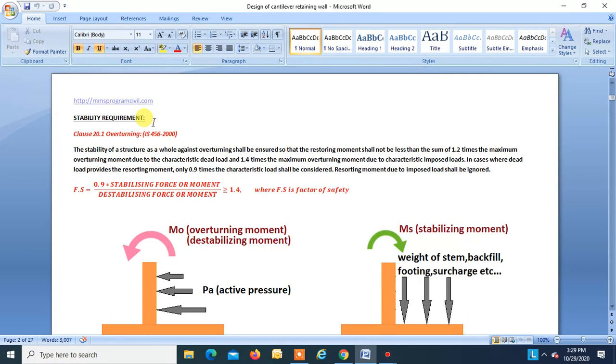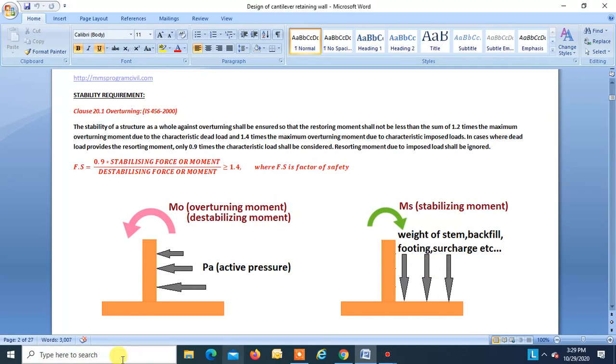Now, stability requirements. Clause 20.1, overturning, okay. The stability of a structure as a whole against overturning shall be ensured so that the restoring moment shall not be less than the sum of 1.2 times the maximum overturning moment due to the characteristic dead load and 1.4 times the maximum overturning moment due to the characteristic imposed loads. In case where the dead load provides the restoring moment, only 0.9 times the characteristic load shall be considered. Restoring moment due to the imposed load shall be ignored.